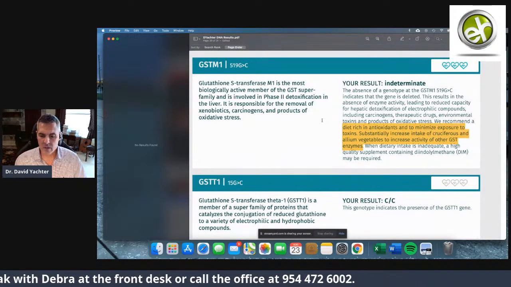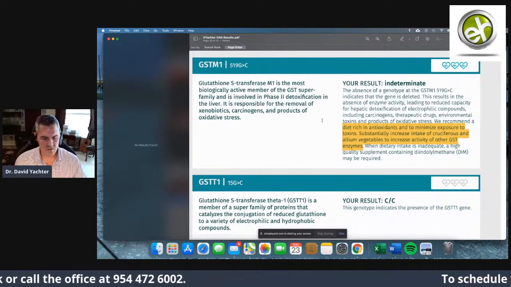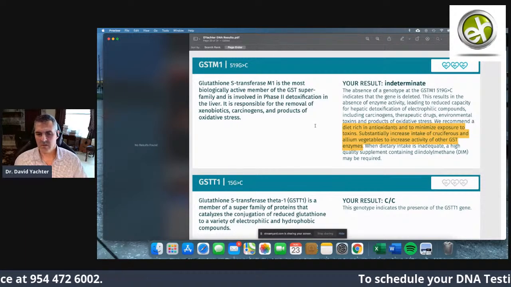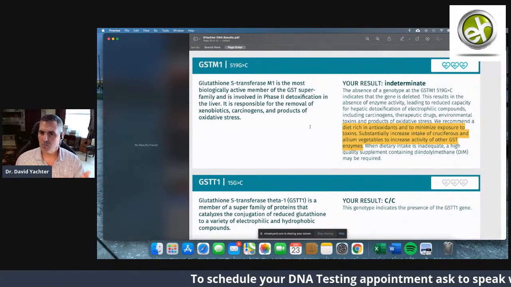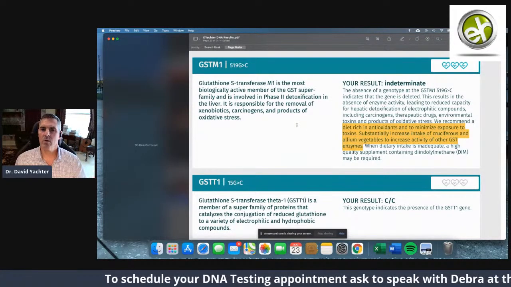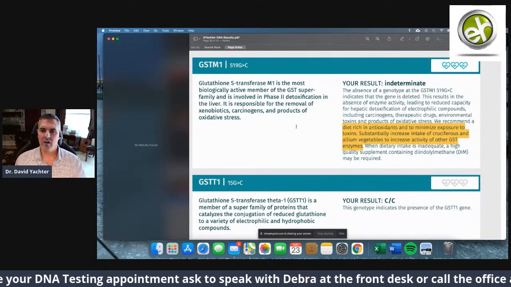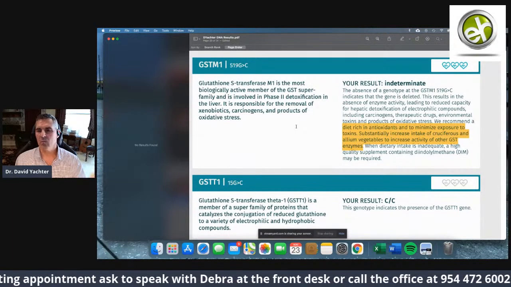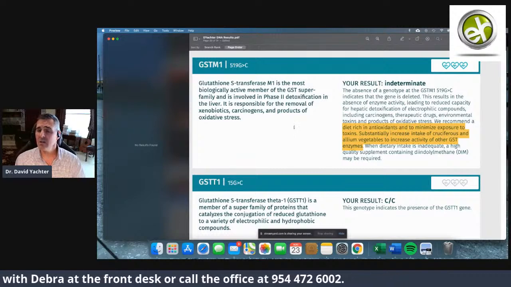Well, we know it's important to have blueberries and strawberries and antioxidants and all these other things to eliminate free radicals and decrease your risk of cancer. But look how much more specific this is and how much more important this is to answer the question of why you don't feel well. Why do you have brain fog all the time? Why are you tired all the time? Why do you have headaches? Why do you not feel well? Well, maybe it's because your body can't detox.